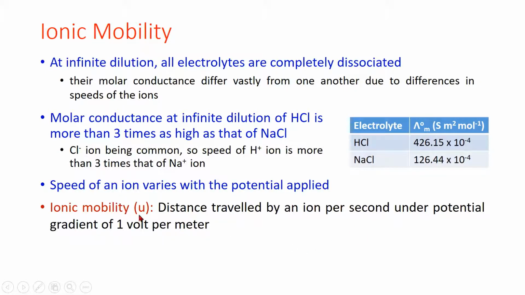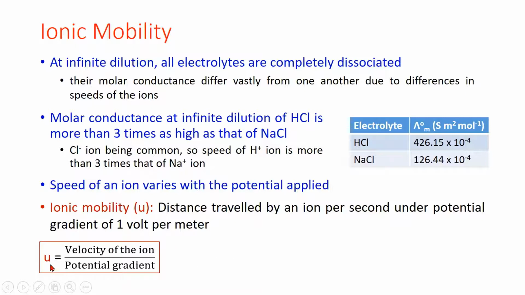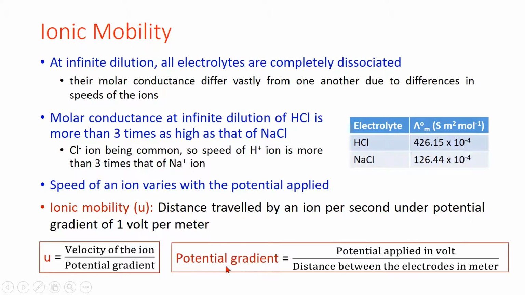Ionic mobility U is the distance traveled by an ion per second under potential gradient of 1 volt per meter. U is equal to velocity of an ion divided by potential gradient, and potential gradient is potential applied in volt divided by distance between the electrodes in meter.